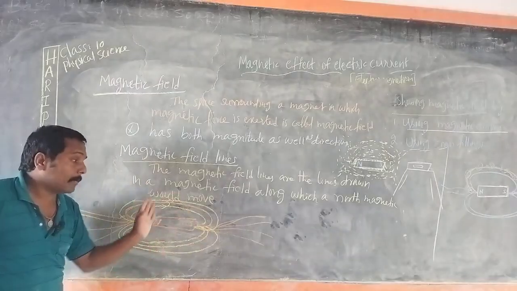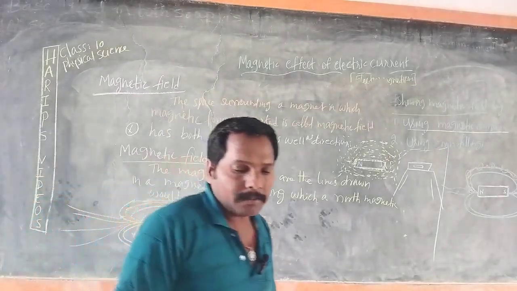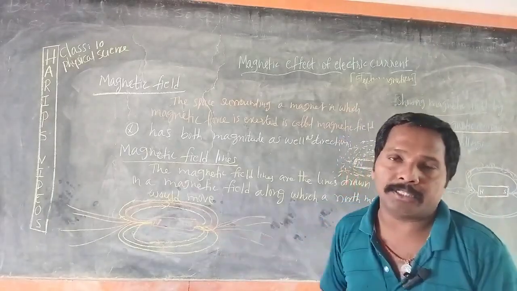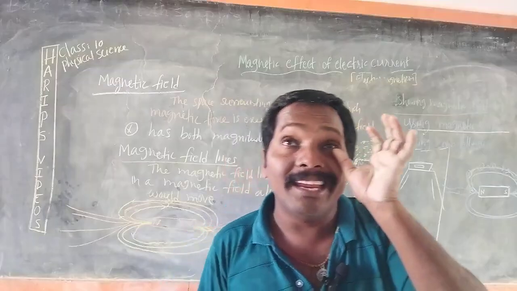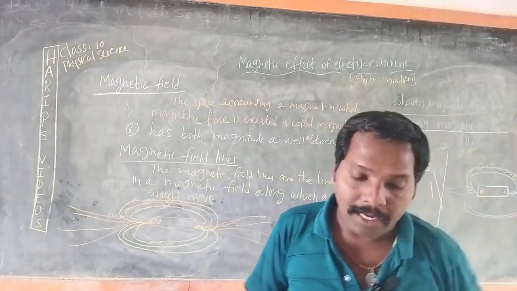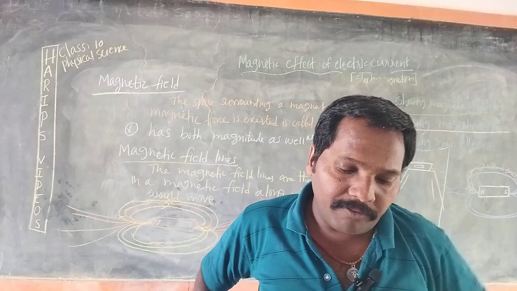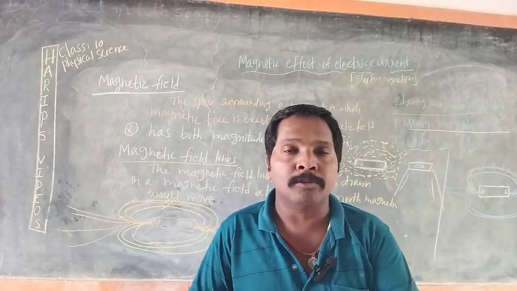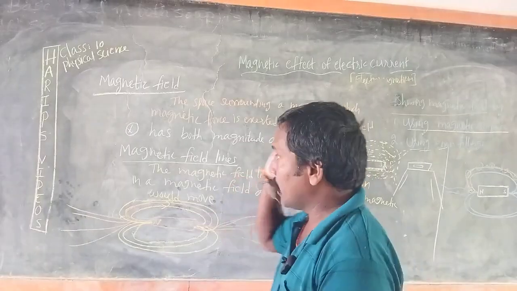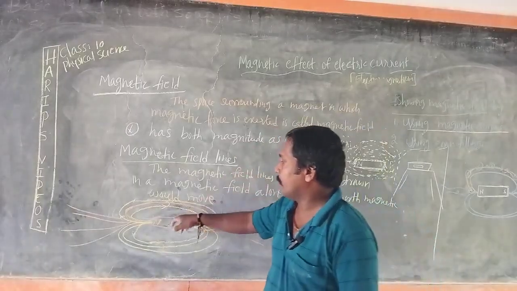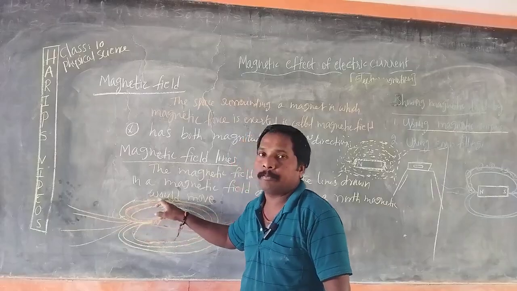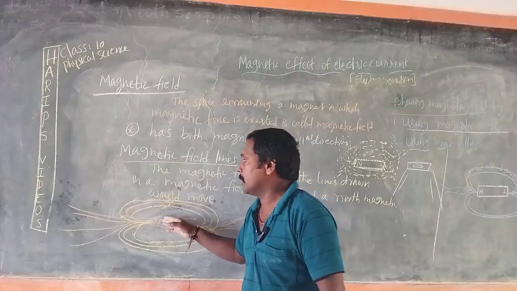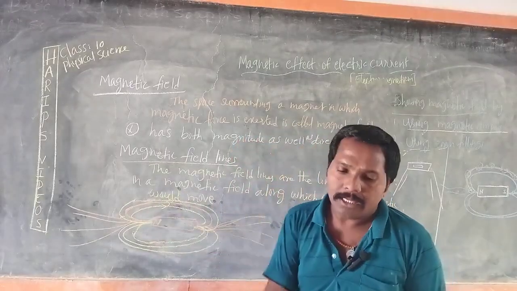around the bar magnet. So in intermediate we have to do this activity to know the magnetic field lines, right? The magnetic field lines leave the north pole of the magnet and enter its south pole. I already told you, the magnetic field lines emerge out from the north pole and merge into the south pole.